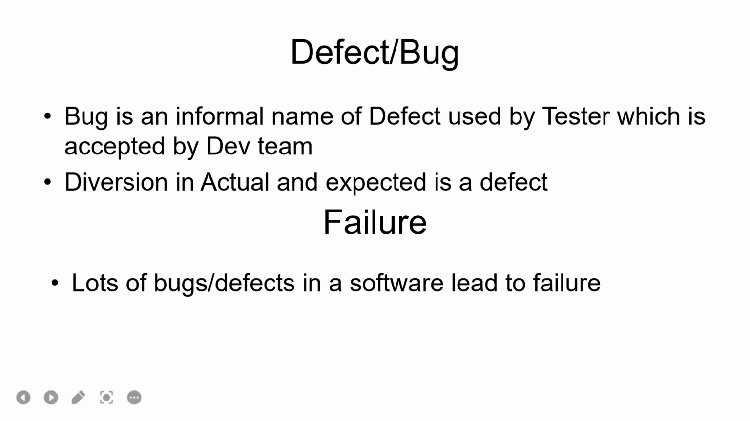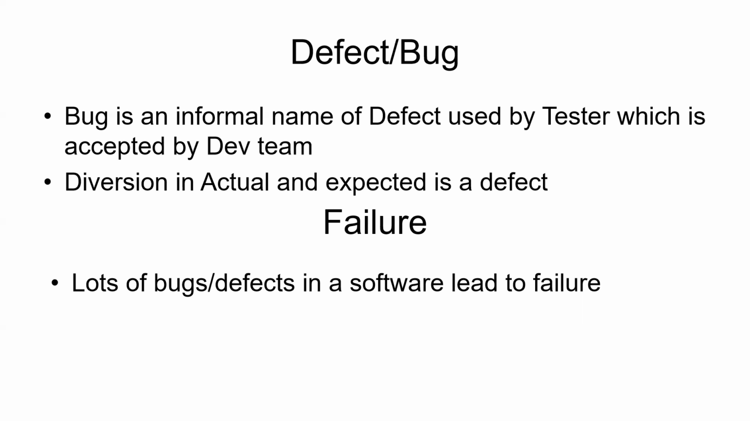So a defect is, say I test an application and I want a field to accept around 10 characters, but I see the field is accepting 20 characters. So this is actually a defect. Once we encounter a defect, we report it to the development team, and they check it and say, yes, that is a defect, and I agree with it.